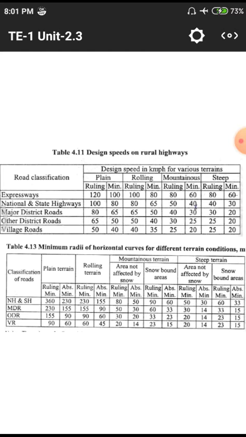National highway speeds are maintained at 100 kmph and 80 kmph, and the radii we have to keep are 360 and 230. After that we have rolling terrain, mountainous terrain and steep terrains. What are the different factors involved on village roads, other district roads and others? We need to discuss those, and compare the maximum and minimum values on national highways, state highways, major district roads and other district roads. Why do we keep it like this? Because the flow of vehicles is at much higher speed on national highways compared to major district roads and other district roads. Why?